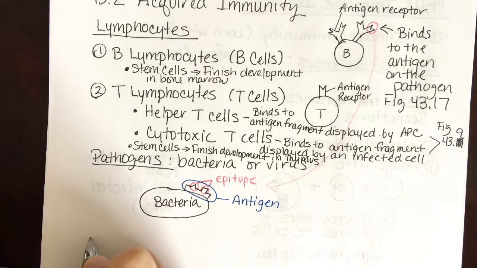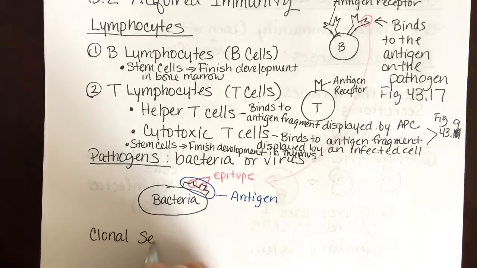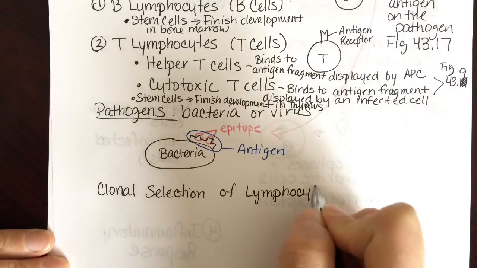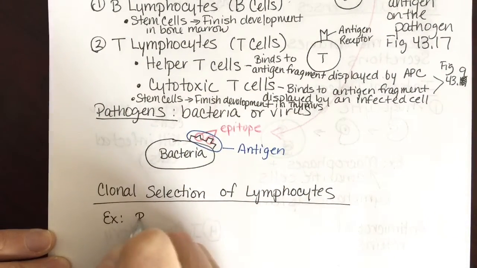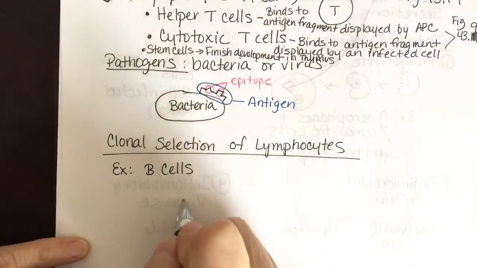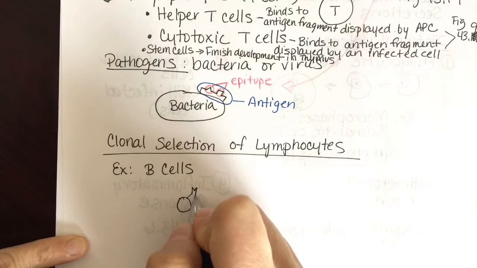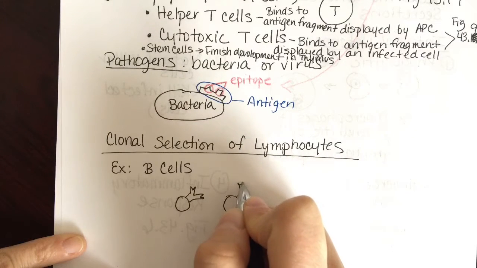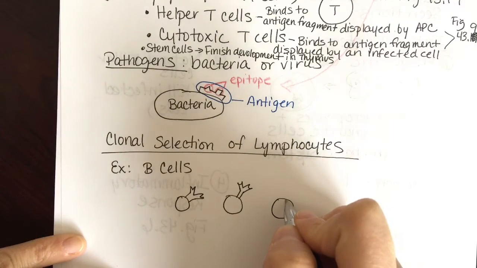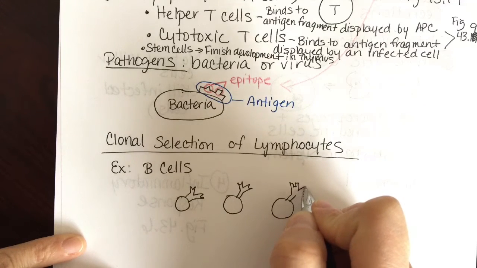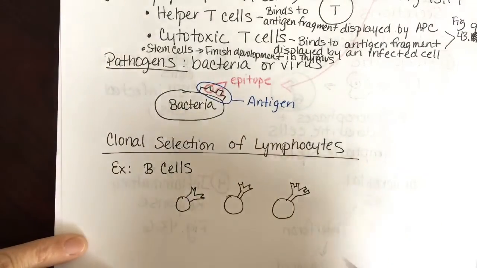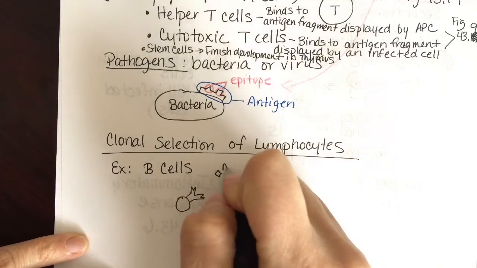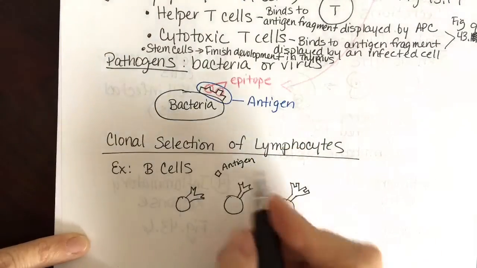So let's talk about the clonal selection of lymphocytes. An example is with the B cells. Remember that the clonal selection is that you have many different types of B cells. So they have many different antigen receptor shapes, and the difference is the shape of the antigen receptors. So this is like a half circle here, and we can do shapes like that. So with 3 different B cells, you have lots of different B cells, and remember your antigen molecule is what you're reacting with. So if this is your antigen, it only will bind to one type of, in this case, B cell.